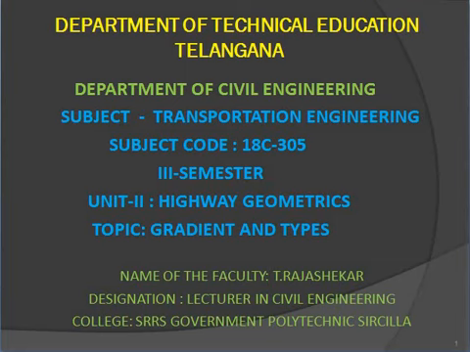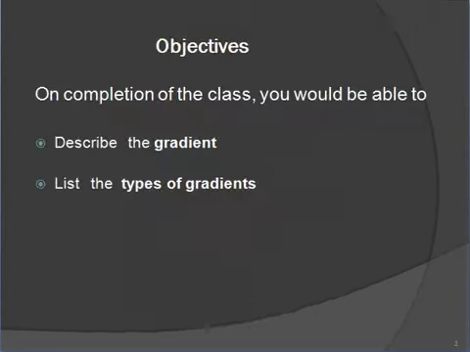Today's topic is gradient and its types from the chapter of highway geometrics. Objectives: on completion of this class, you will be able to describe the gradient and list the types of gradients.